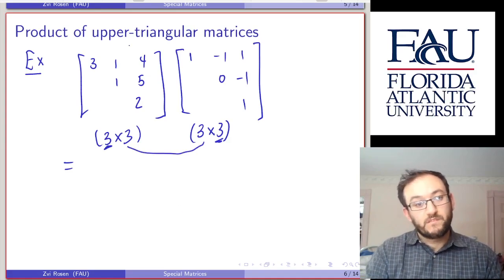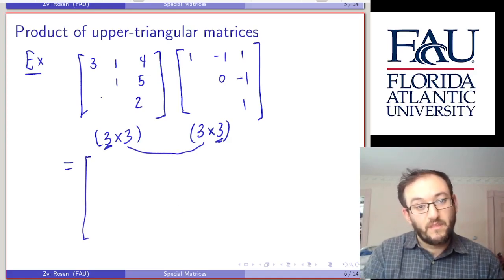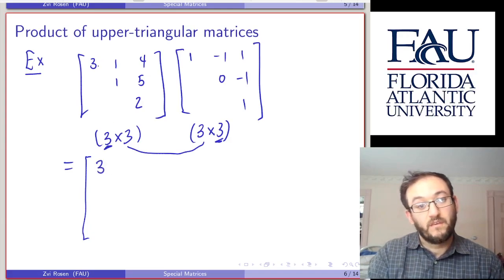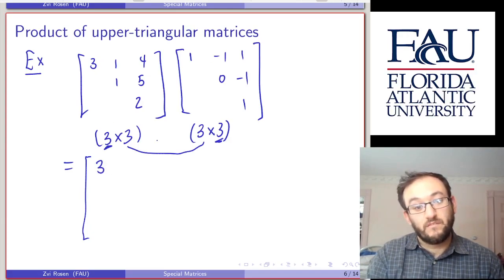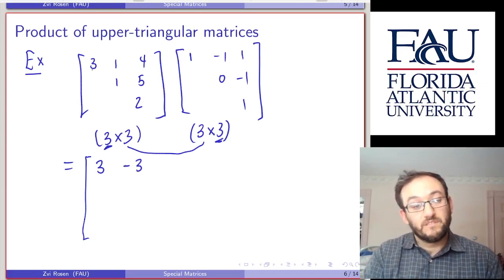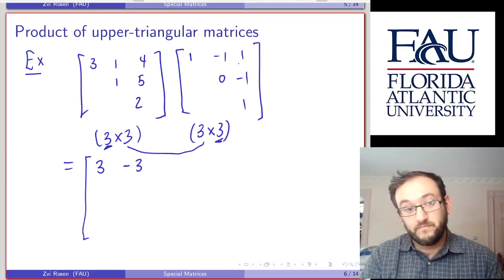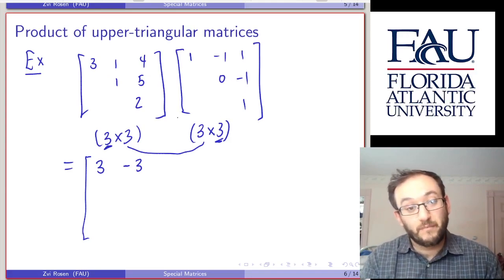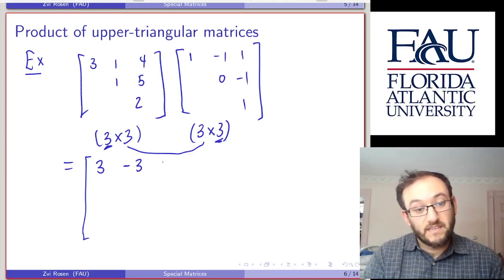Okay, so let's do it one entry at a time. So for the first entry, we have 3 times 1 plus 1 times 0 plus 4 times 0, so it's just 3. Then we have 3 times minus 1 for the 1, 2 entry. We take the first row, dot the second column. This is minus 3, actually. Then we multiply the first row by the third column, dot product, and we get 3 times 1 minus 1 times 1 plus 4 times 1, which gives us 6.